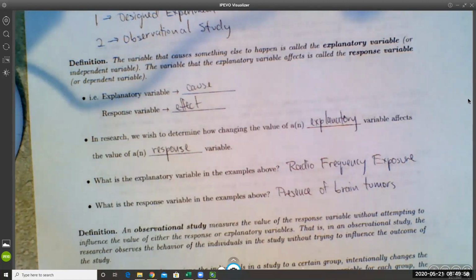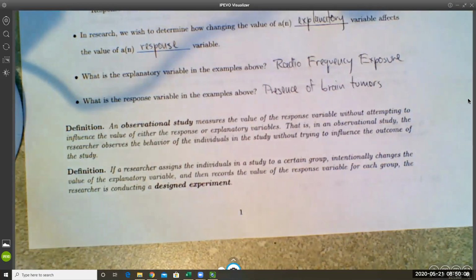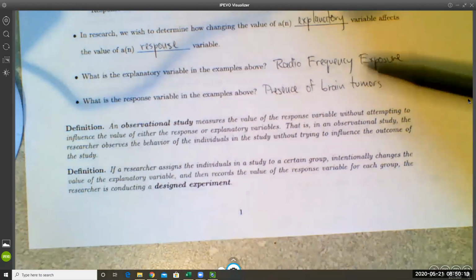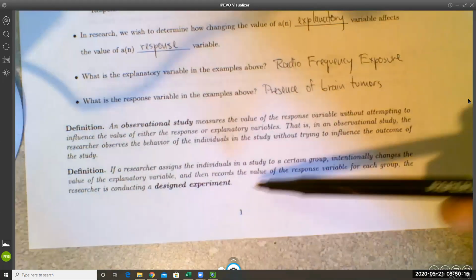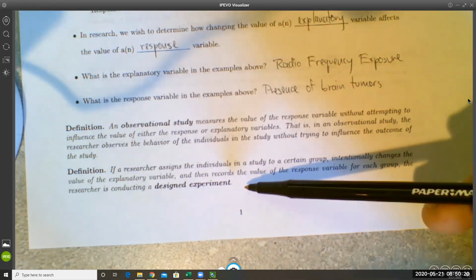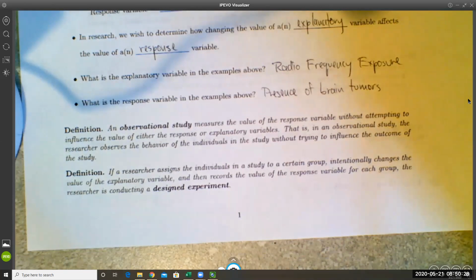Okay, so that's the idea behind explanatory and response variables. Now we can define more explicitly what an observational study is versus what a designed experiment is. You're welcome to read through these definitions, but I'll just tell you in a nutshell, a designed experiment is one in which the researchers actively manipulate the explanatory variable to see what happens in response. Whereas in an observational study, the researcher does not actively manipulate the explanatory variable. They just observe, right? They just observe.